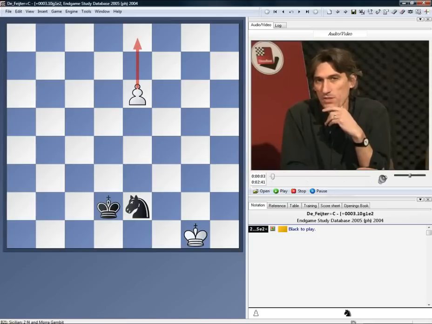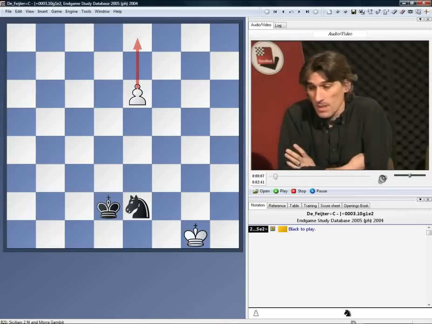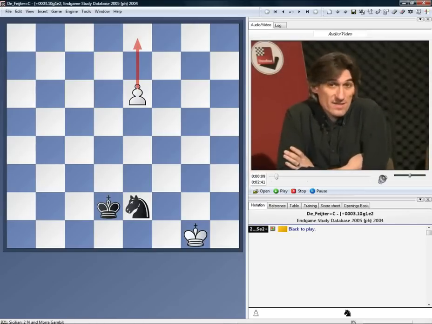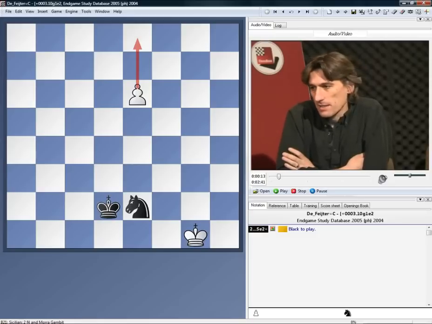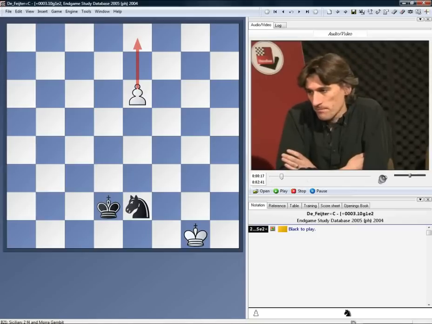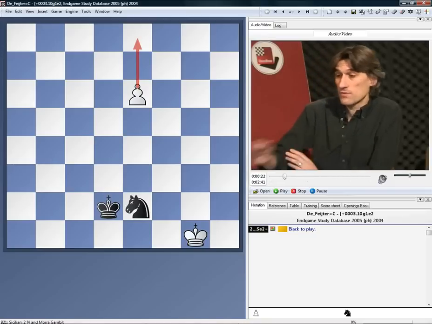The process of elimination is often a very useful tool in the endgame. And yeah, here's a typical example. Actually, it's terribly simple. Black has to try and catch this pawn. If the pawn queens, White wins. White has to try and find the correct square for the king to move to.